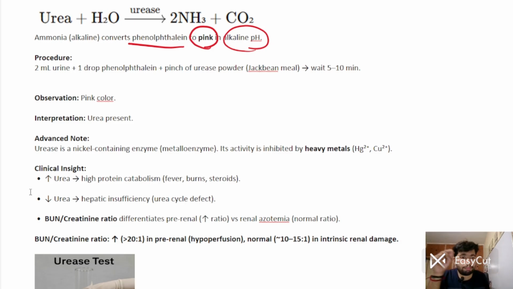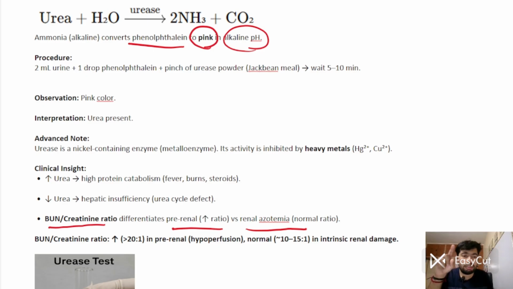What is the blood urea nitrogen to creatinine ratio? BUN is blood urea nitrogen. In pre-renal conditions the ratio is more, and in renal conditions the ratio is normal. So what is pre-renal and renal? I'll just give you the summary. Pre-renal means a condition that will impact blood flow to the kidney, and renal means actual renal conditions. Azotemia means there is an increase in blood urea nitrogen.